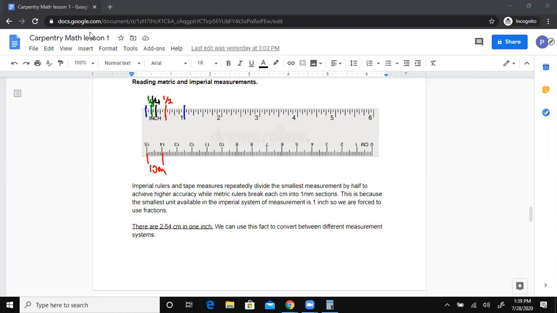I find this a lot more difficult than metric measurement, but this is something you're going to use all the time in carpentry because you have rulers, and that's just become the standard for the industry to use imperial measurements. You're going to have to get very used to reading these types of fractional measurements and understanding them when people convey them to you.